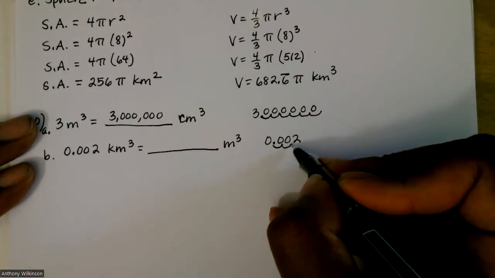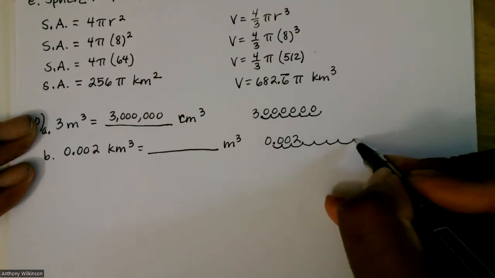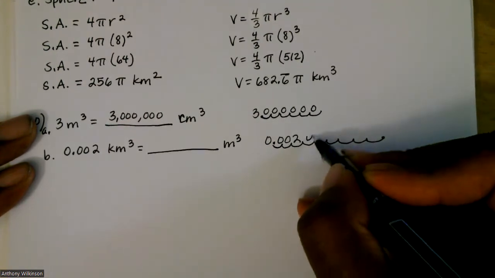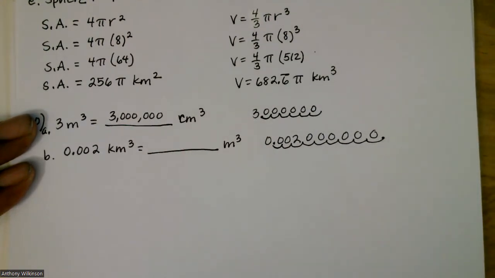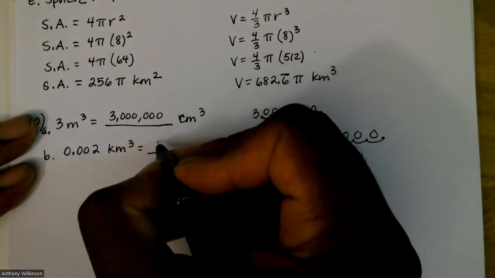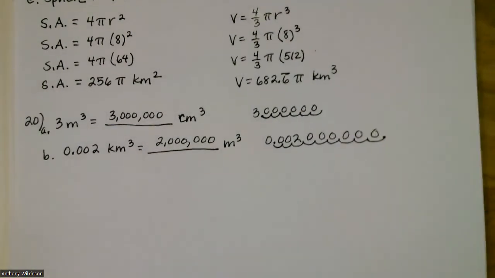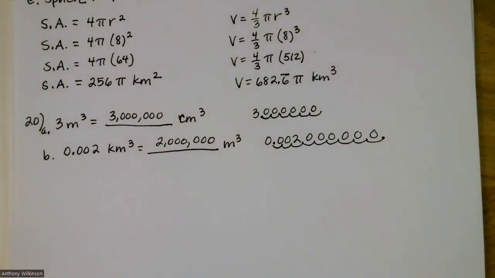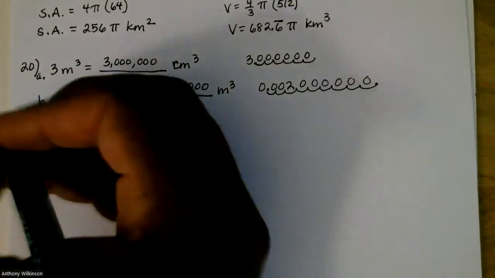So it'd be 1, 2, 3, 4, 5, 6, 7, 8, 9. That means I need to include 6 zeros here. So this will end up being 2 million. So 0.002 cubic kilometers will be equivalent to 2 million cubic meters. Okay. And finally, number 21.